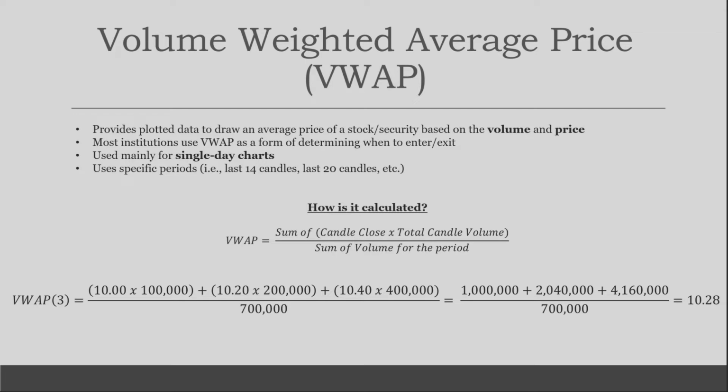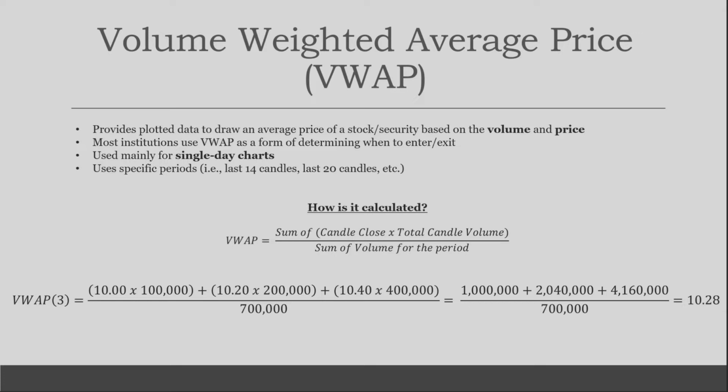Let's say we are using VWAP 3. On candle number 1, the price was $10 at the close. The volume was 100,000. On the second candle, the price was $10.20 at the close, and the volume was 200,000. And finally, on the third candle, the close price was $10.40, and the volume was 400,000. After doing the calculation, we end up with 1,000,000, 2,040,000, and 4,160,000.